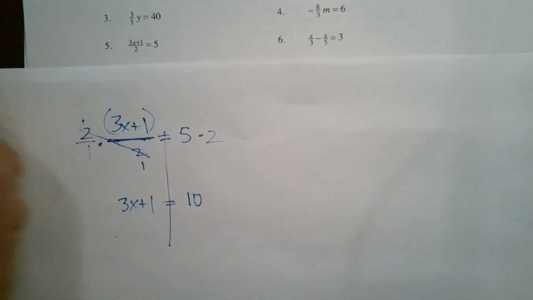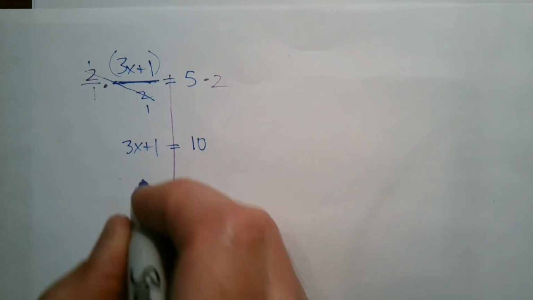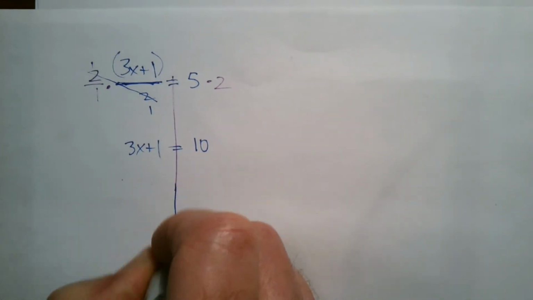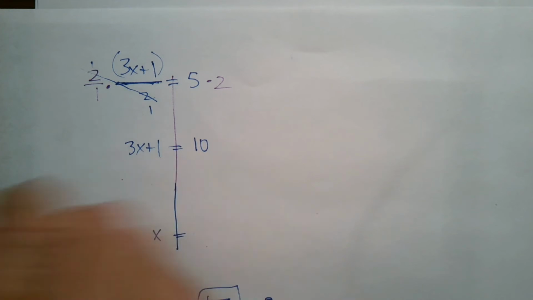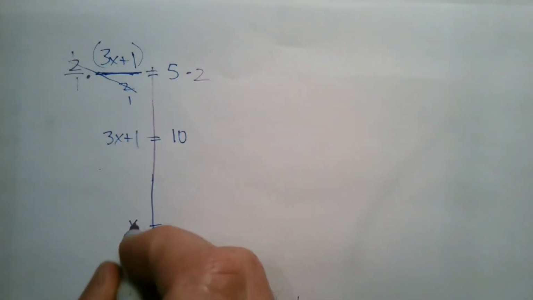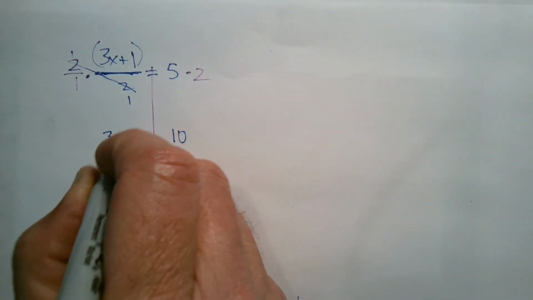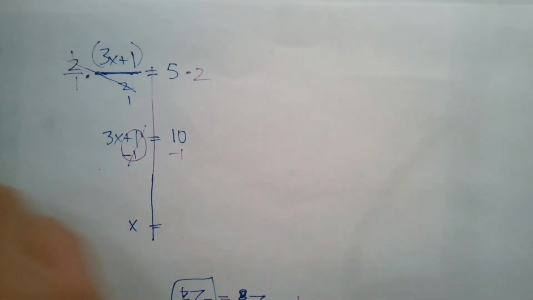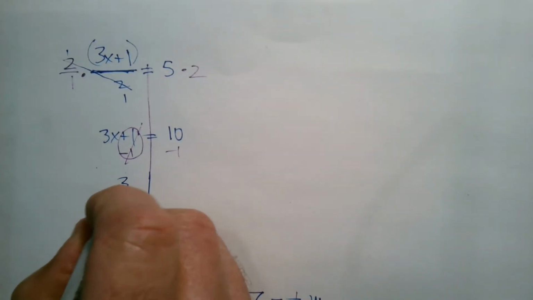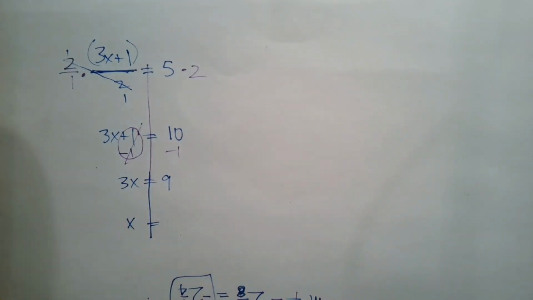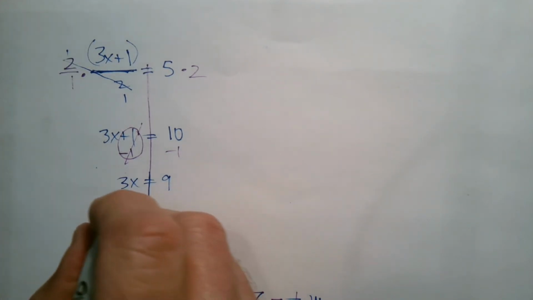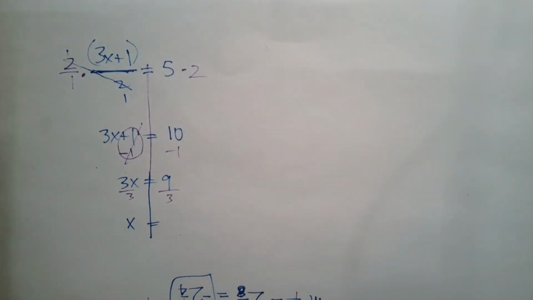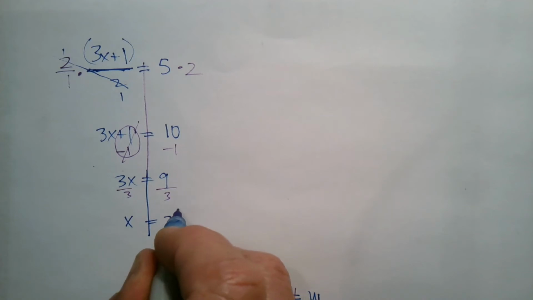So now I'm solving the equation, on the same track as solving an equation without fractions. I want to get my x alone, so I do the opposite operations. I'm going to subtract 1 from both sides to make that plus 1 become a 0. You get 3x is equal to 9. Then divide both sides by 3, because you divide by the coefficient, and you get x equals 3.